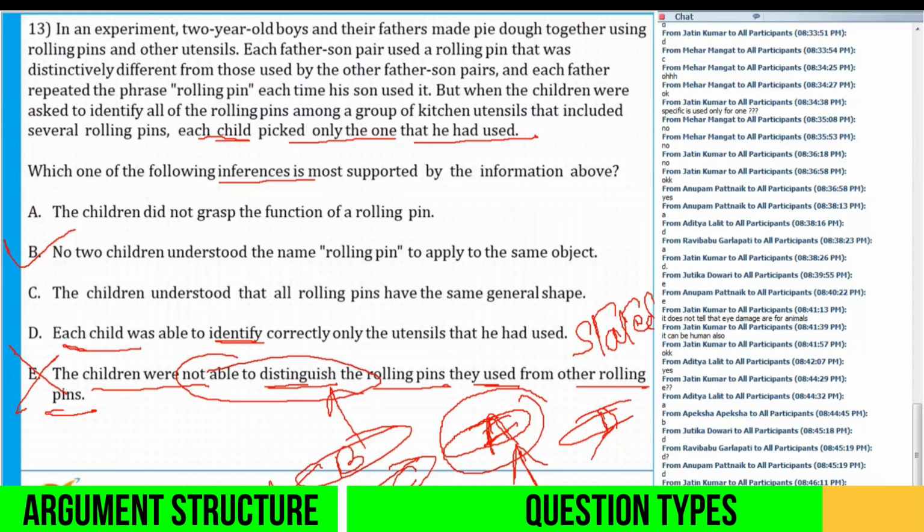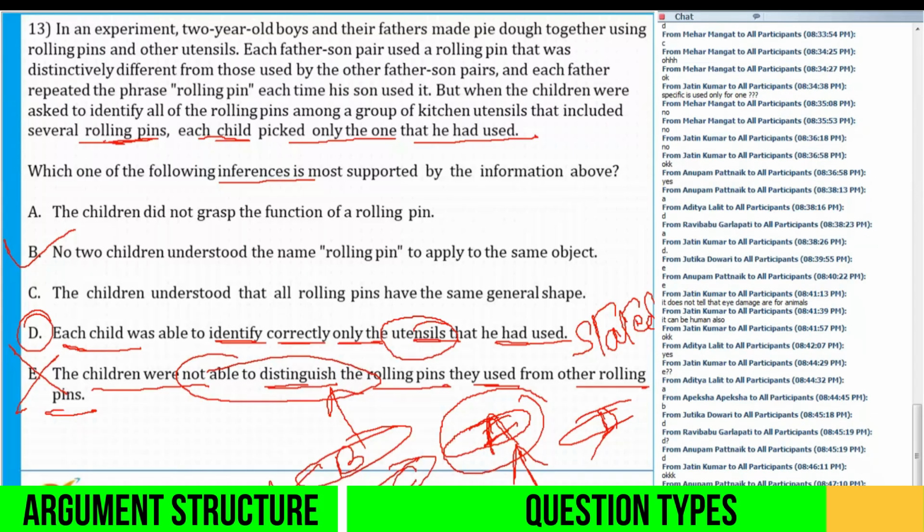Each child was able to identify correctly only the utensils that he had used. And another problem is that he's talking about utensils. Over here, we are particularly concerned about rolling pins. Rolling pins are one of the utensils. In number D, we are talking about utensils in general, so this is kind of skirting the question. The question is not about utensils, but just the rolling pins, which are a part of utensils.